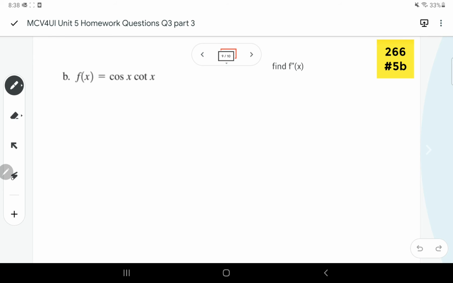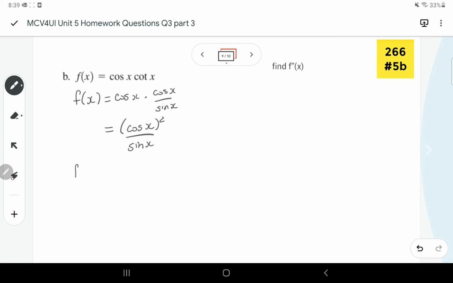Okay, this one is finding the second derivative. I want to simplify this first. I don't like this cotangent at all. So I'm going to say that that's cos x times cos x over sine x. And then I'm going to write that as cos x, pick a bracket, it doesn't matter, not one round bracket and one square bracket, so cos x squared over sine x.